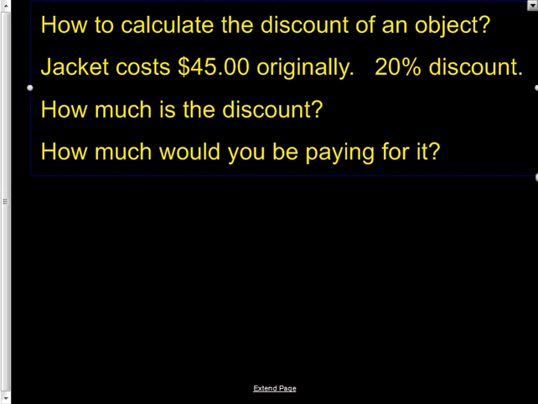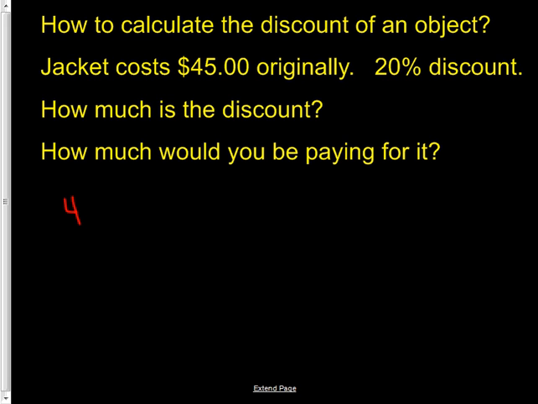A lot of times you'll get a discount question, and it's asking you either find how much the discount is or how much would you actually pay for the item. So let's look at this example. We've got a jacket that cost $45 originally, and we get a 20% discount. You should be aware of how you want to find the discount at this point.